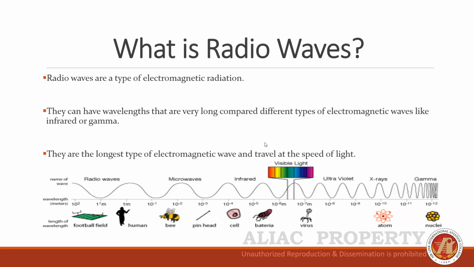So as you can see, they have wavelengths that are very long compared to different types of electromagnetic waves like infrared or gamma. If you look here, these are the radio waves, the next is the microwave, the infrared, visible light, the ultraviolet, X-ray, and gamma. So they are the longest types of electromagnetic waves and travel at the speed of light. So that is what we discussed.